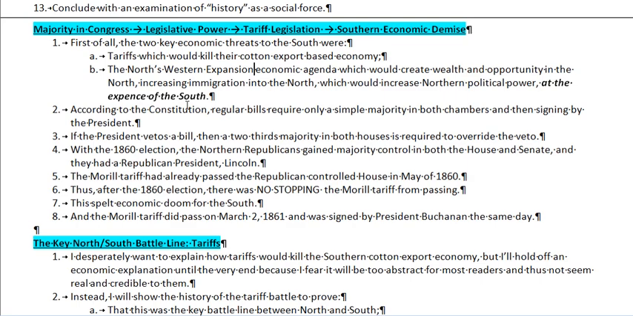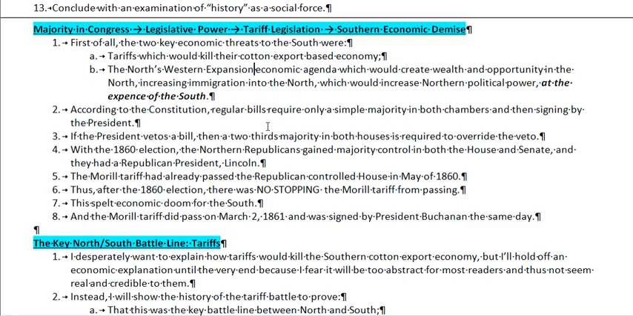According to the Constitution, regular bills require a simple majority, as you learned back in seventh grade, in both chambers, and then signing by the president. If the president vetoes a bill, then it requires a two-thirds majority in both houses to override the veto.